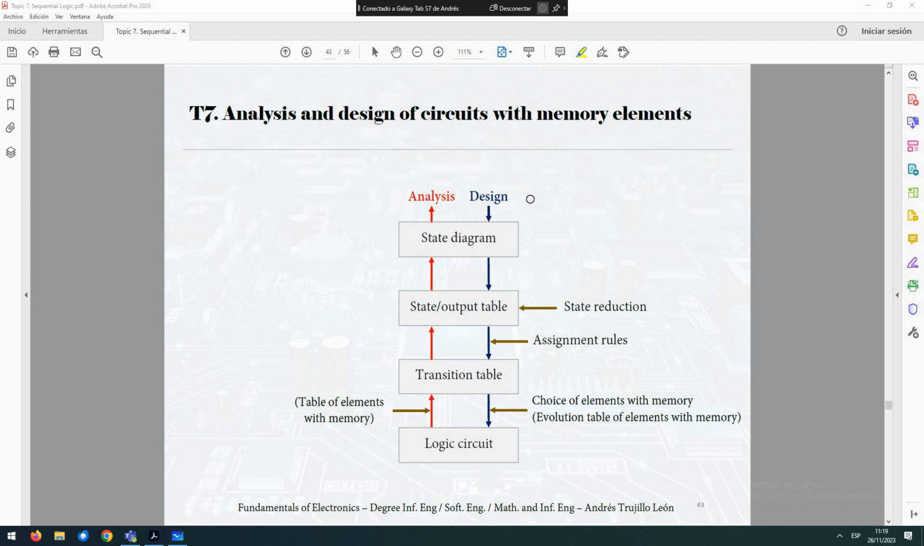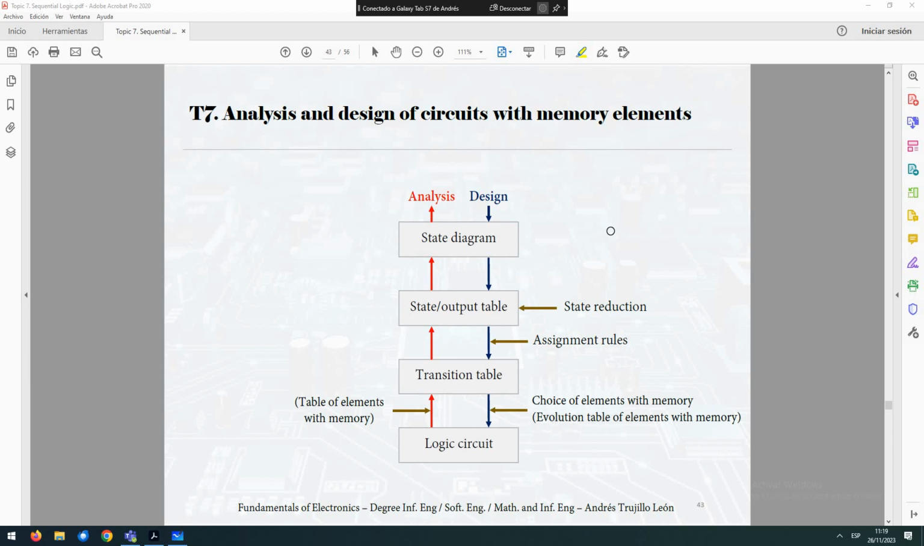But if we want to design a sequential circuit starting with specific needs, for example from a customer, we have all the tools but these 2. We need to learn these 2 tools. In the last lesson we saw the state reduction. The state reduction was a method that we apply once we have the state output table.